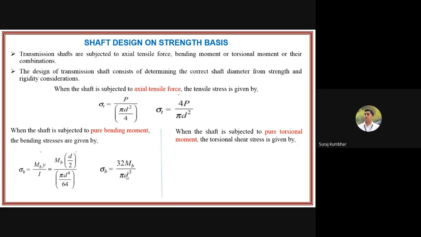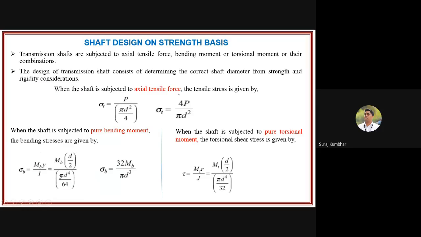When your shaft is subjected to pure torsional moment, the formula is tau is equal to Mt into r divided by J, where Mt is the torsional moment. Why? Because your shaft is under torsional moment. That is why you need to consider torsional moment into r divided by J, where J is the polar moment of inertia. In the earlier case it was the moment of inertia, but here it is the polar moment of inertia. Now r is d by 2, where the polar moment of inertia for a solid circular shaft is pi by 32 into d raised to 4.